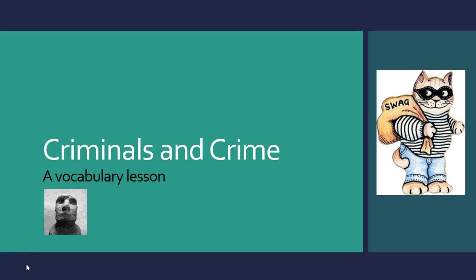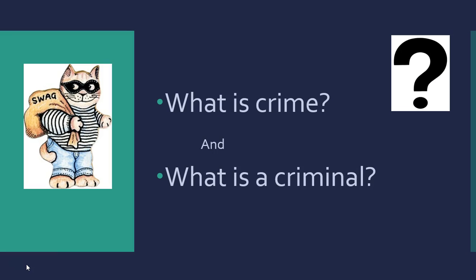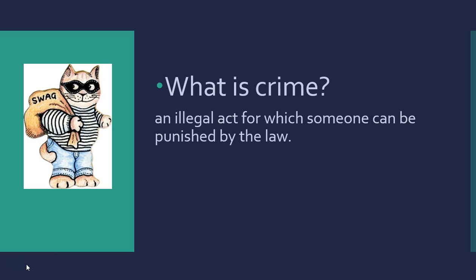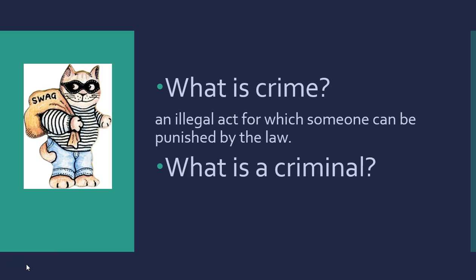Okay, so we have a short vocabulary lesson here, learning about criminals and crime. So before we start, I'd like you to think about this. What is crime and what is a criminal? Well, crime is an illegal act for which someone can be punished by the law. So something that's against the law, something you're not allowed to do. And if you do it, then the police and the authorities will look to punish you.